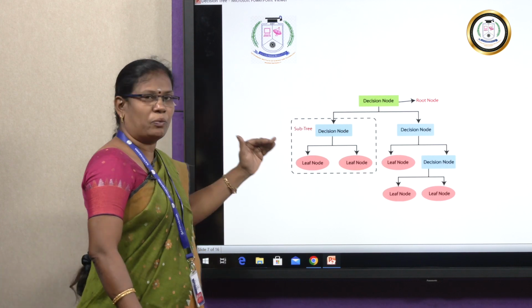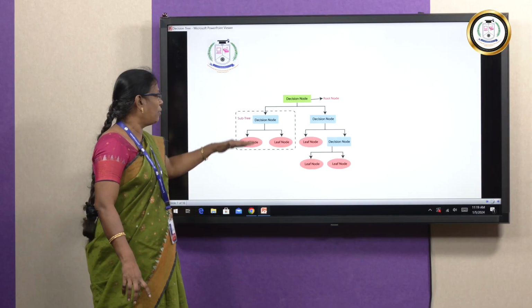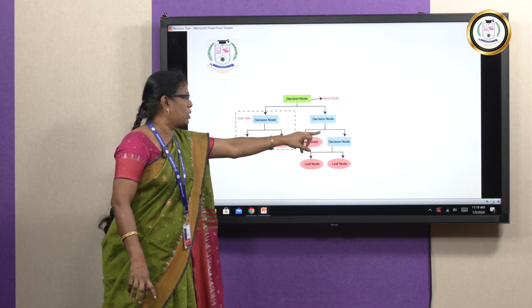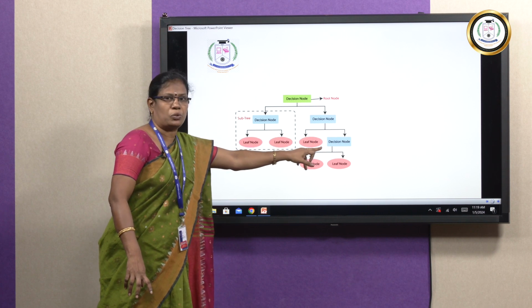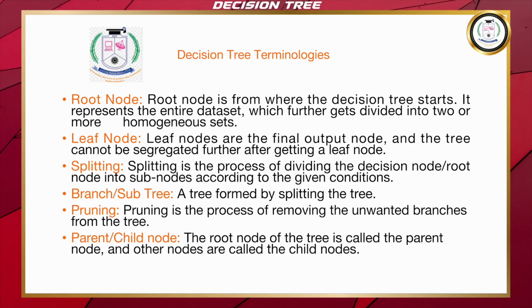Again, it is further divided into sub nodes. If it is not divided further, we have a leaf node, which cannot be further divided. Here we have one decision node, again with one condition. Based on the conditions and the output of the questions, it is again further divided into a leaf node or decision node.